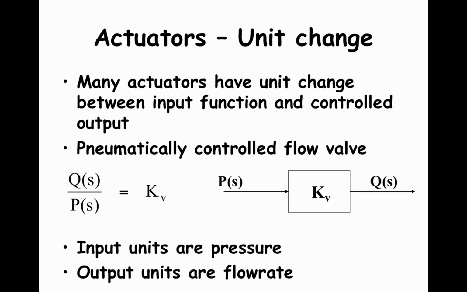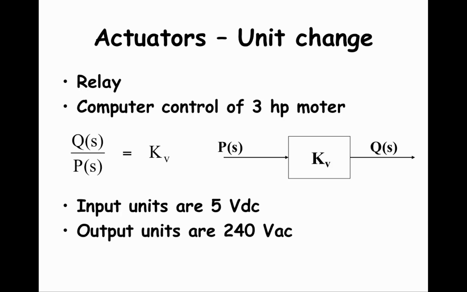Before we wrap this video, let me remind you again that many actuators will produce a unit change between the input control signal Ps and the actuator output function Qs. For the last example, the control signal was pressure, kilopascals, and the output was flow rate. With relays, you will learn that a small control signal can control a very large electrical input. This means that relays can have very large gain values.